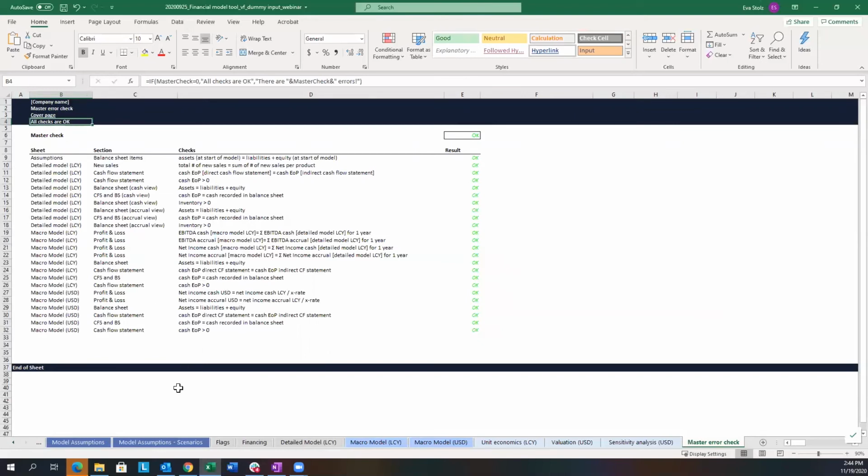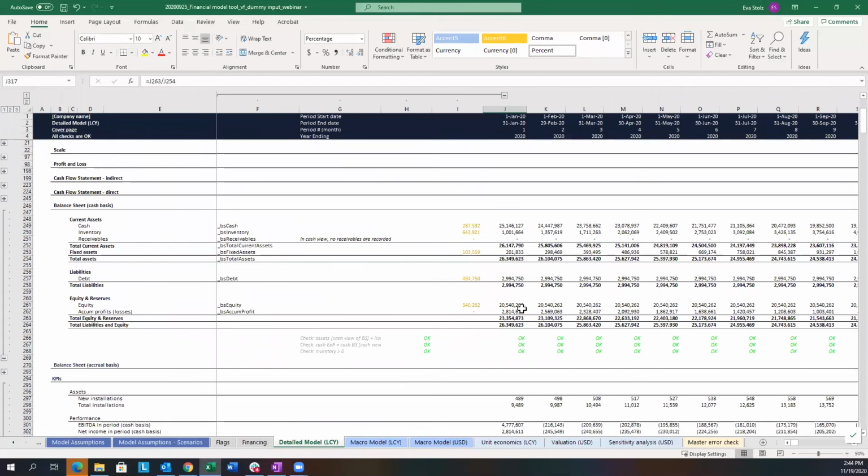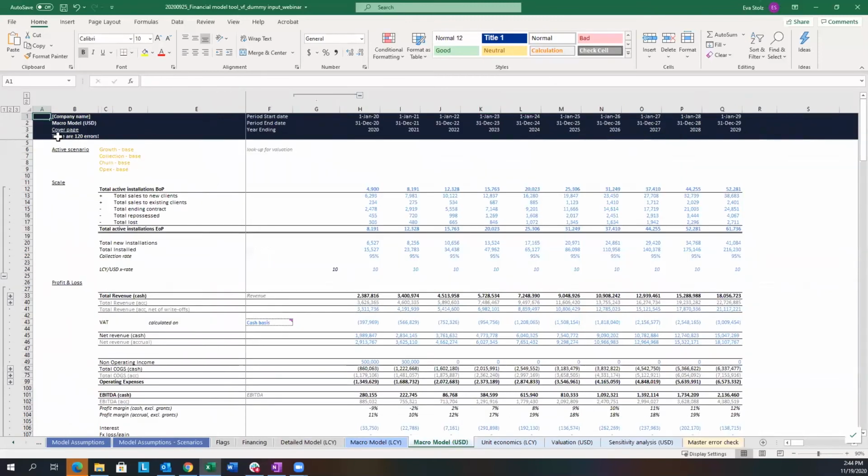And now let's see what happens when some of the checks are not okay. So for example, we go back to the detailed model, we go to the balance sheet, and let's assume for some reason there is a hard code in there. By mistake, I included this number. Now I'm on a different sheet, but I can see here immediately that there are 120 errors in the model.